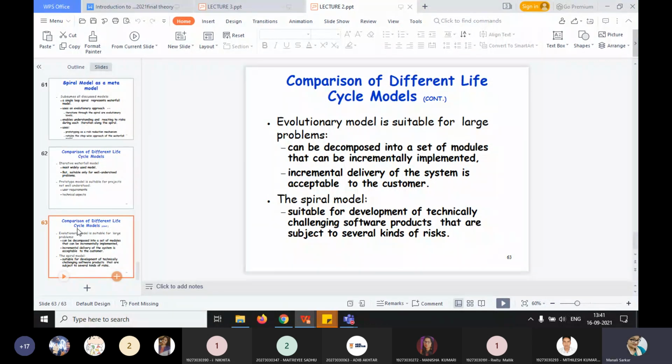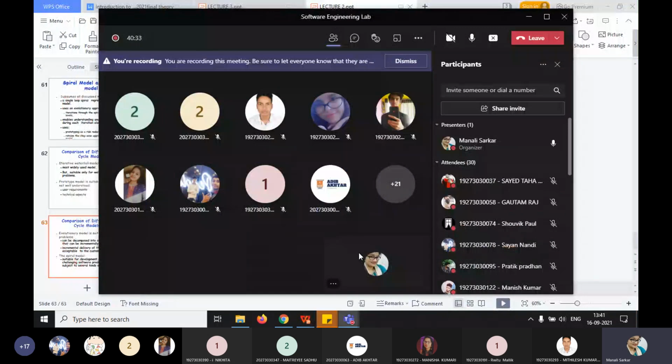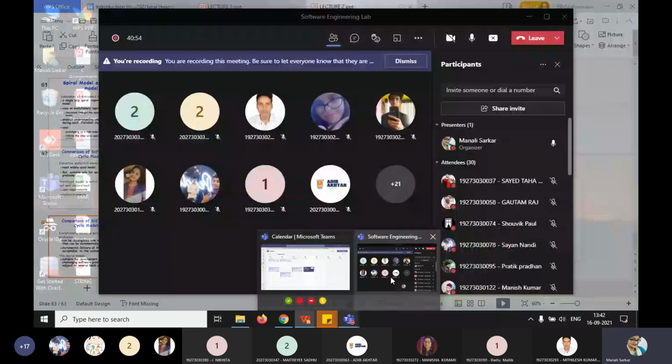So we come to the end of this chapter. One chapter of software engineering, that is software life cycle models, has been completed. If you are having any doubt, please let me know, because in the next class I will be starting another chapter, that is software project management, and how we manage any project. The concept of that chapter is based on this present chapter, which I have completed today. So if you are having any query, you can ask.